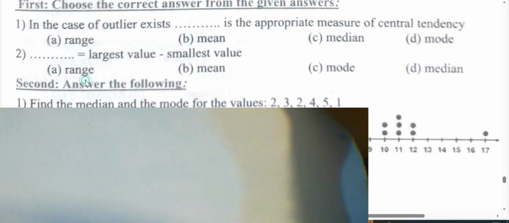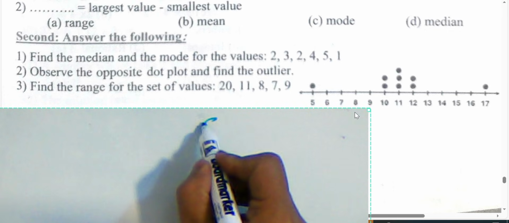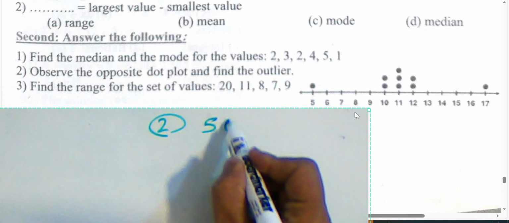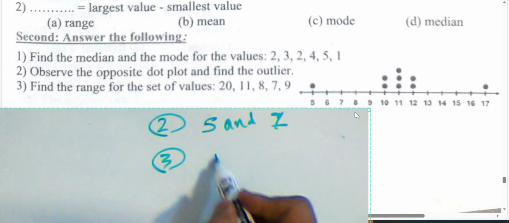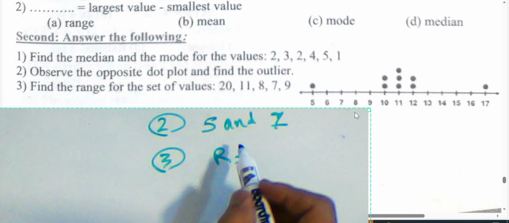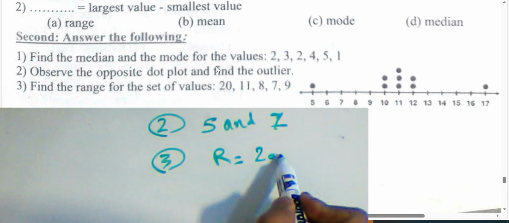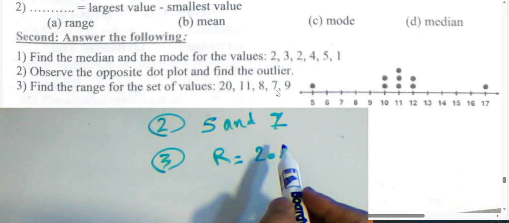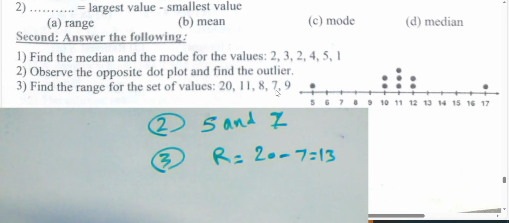Next question. Observe the outlier points here. We have two outlier points, 5 and 7. About question number 2, we have 5 and 7. Question number 3, find the range. We can find the range, subtract between the maximum here was 20 and the minimum was 7. 20 minus 7 equal 13. Okay, so last question about this exam.